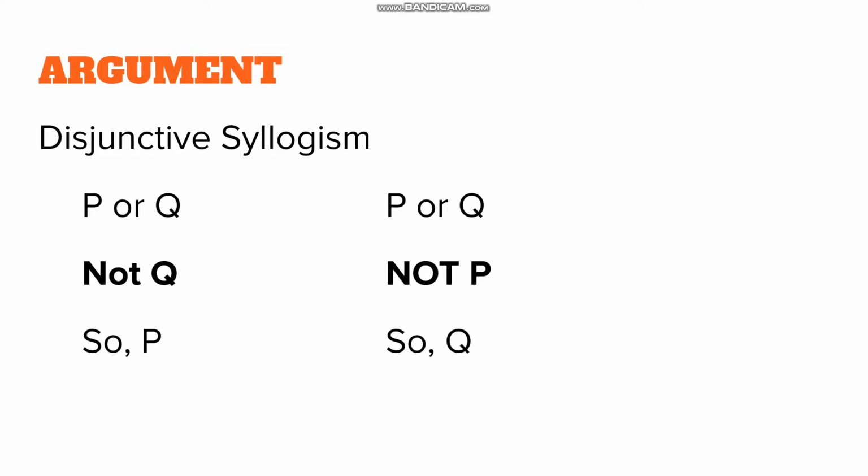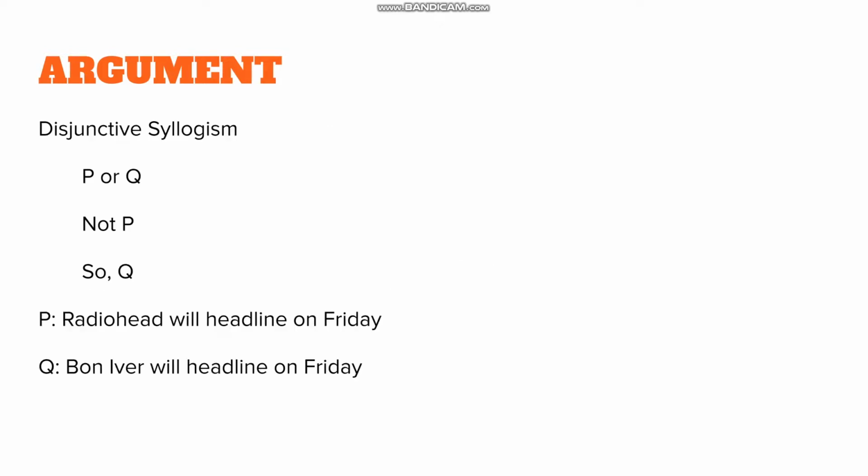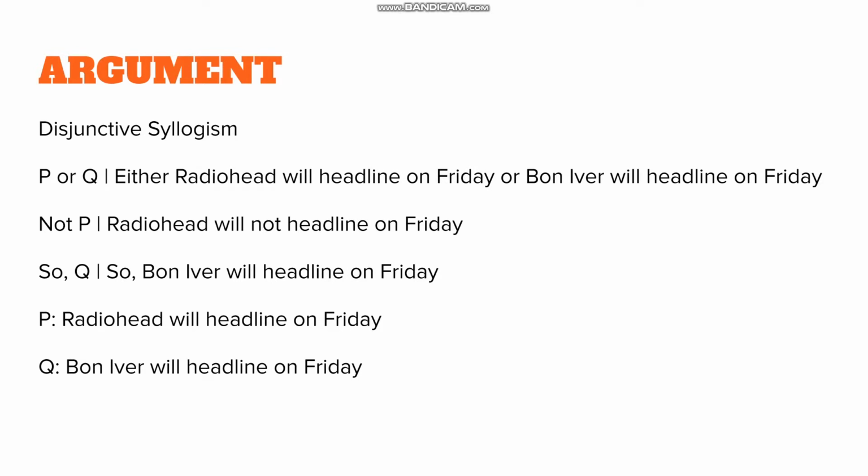Now let's introduce some examples. First, just substitute the symbols P and Q for English sentences. Suppose I sub in the symbol P for Radiohead will headline on Friday and Q for Bon Iver will headline on Friday. Then I'll get an argument that looks like this. Premise 1, either Radiohead will headline on Friday or Bon Iver will headline on Friday. Premise 2, Radiohead will not headline on Friday. Conclusion, so Bon Iver will headline on Friday. And as you can see, this argument has the following form: P or Q, not P, therefore Q.